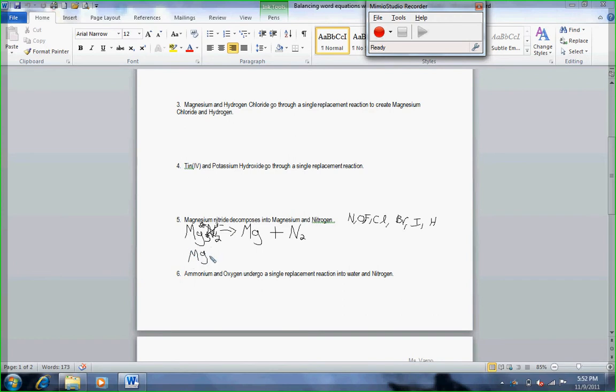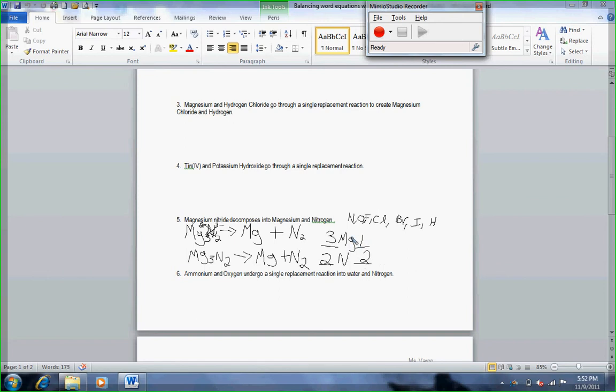Rewrite Mg3N2 decomposes into Mg and N2. Now our next step is to just balance the whole thing. So we've got Mg's, we've got N's, 3 magnesiums on the left, 1 magnesium on the right, 2 nitrogens on the left, and 2 nitrogens on the right. It's actually a pretty easy equation to balance.